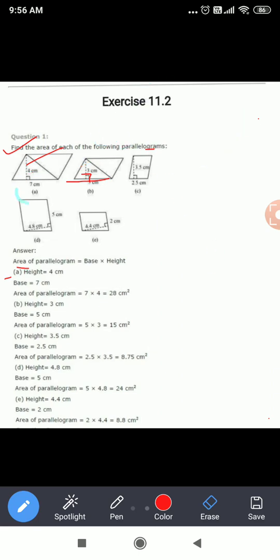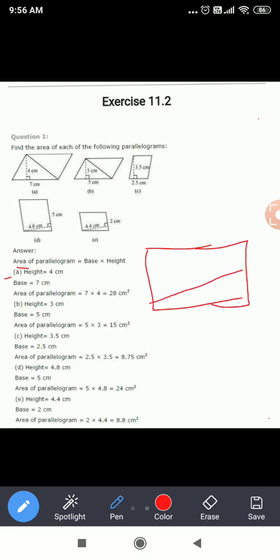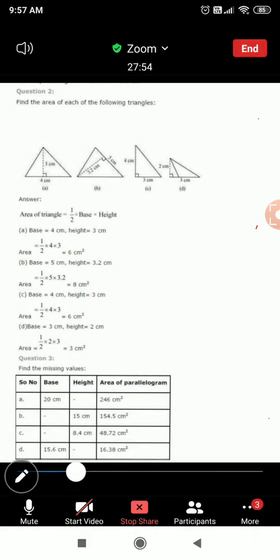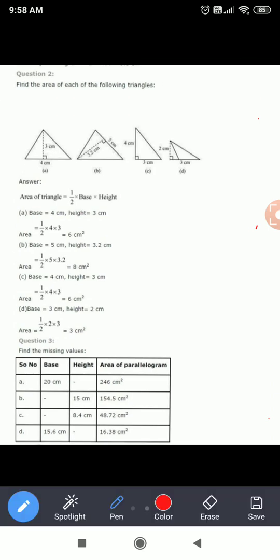The rest of the parts are the same. If we look at the last figure, this is the parallelogram and this is the height, lying on this side. So this will be the base. Here the base will be 2 centimeter and height will be 4.4 centimeter. After multiplication we will get 8.8 centimeter square. In this way we have to find the area of the parallelogram. Move towards the second question. In the second question we have to find the area of the given triangles.